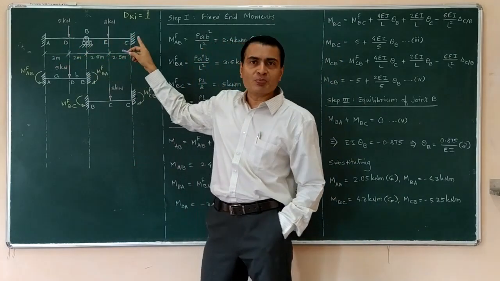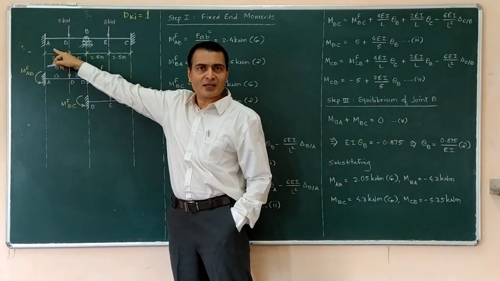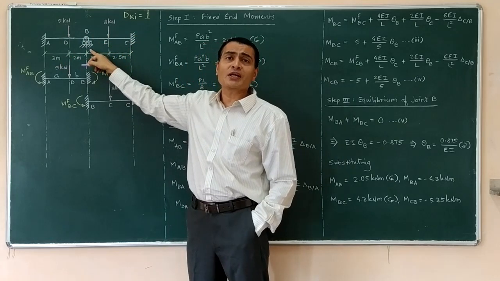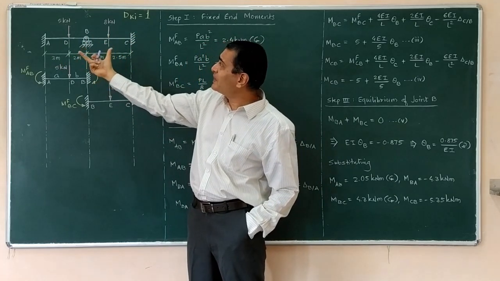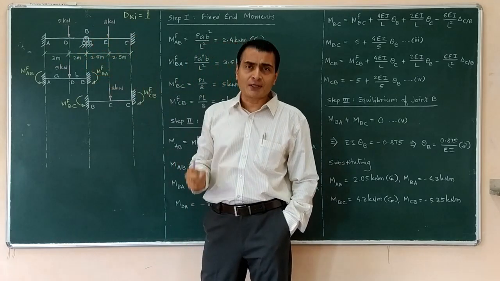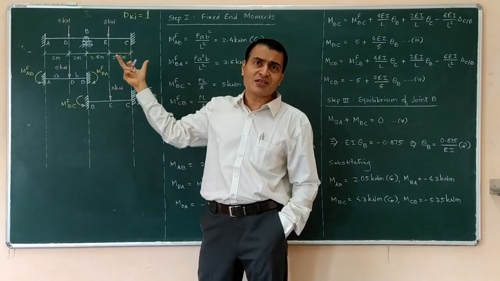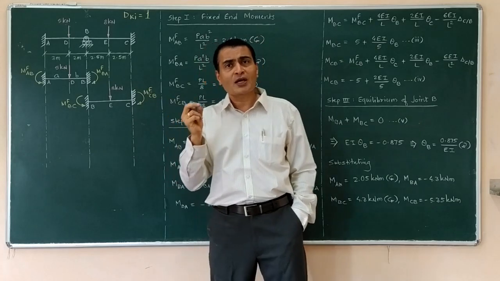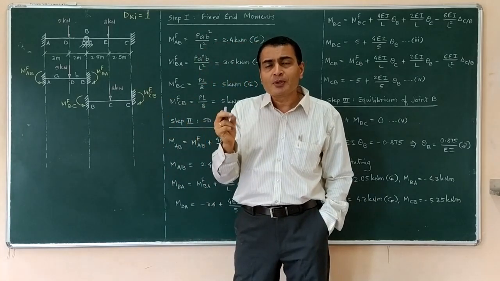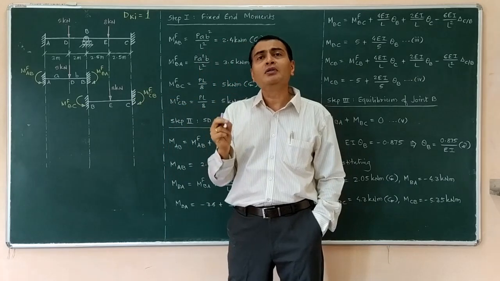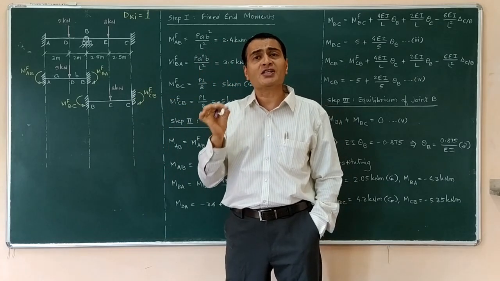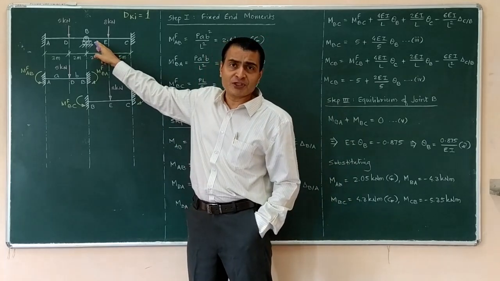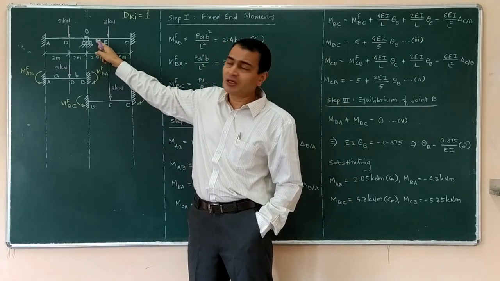This is a continuous beam which is fixed at A, fixed at C, and there is a roller support at B. On span AB, it is carrying a point load of 5 kilonewtons. On span BC, it is carrying a point load of 8 kilonewtons. If you observe carefully, you will be able to see that there is only one unknown nodal displacement in this problem, that is slope at B. Theta B is unknown to us.